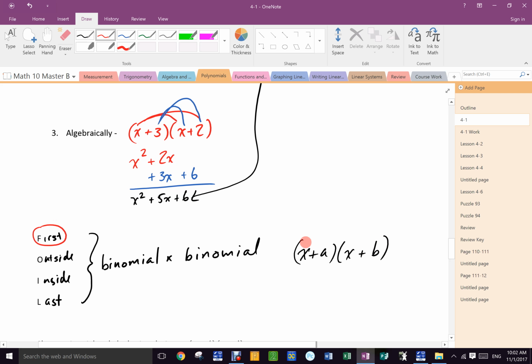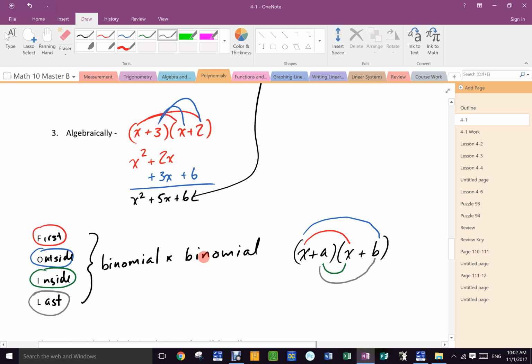First will be in red, the first two things you see. Outside will be in blue, the outside two things you see. Inside will be in green, the inside two things you see. And last will be in gray, the last things you see. If that helps you, use it. But again, it only works here.